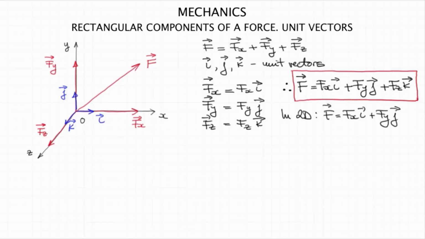Now, if we were to express the same thing in 2 dimensions, all we have to do is drop the term in k, the z component. So, in 2 dimensions, F will be equal to Fx times i plus Fy times j.